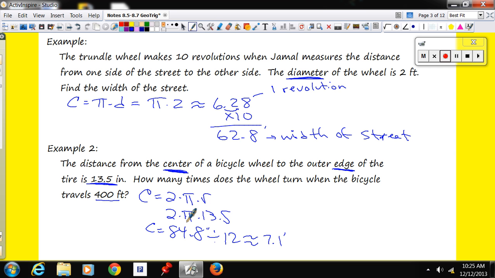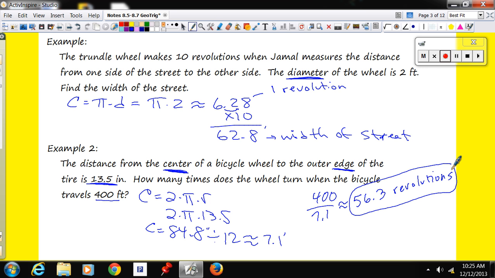So how many 7.1 feet can go into 400? In other words, how many circles are we going to have around the outside of that wheel? How do I solve that? 400 divided by the 7.1. Put that in your calculator, you get like 56 point, how much? 3. 56.3 revolutions. And it's approximate. That's how many times the tire would go around in order for you to go 400 feet. You're going around 56.3 times.